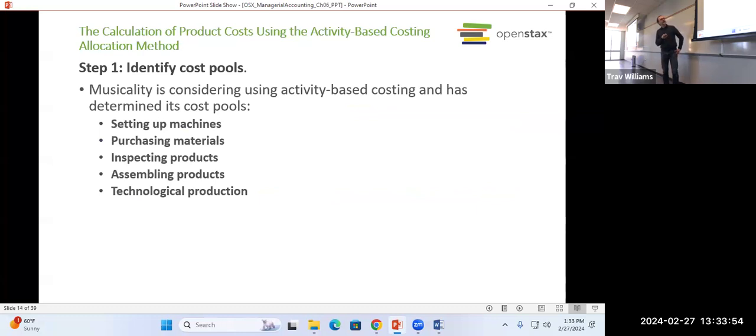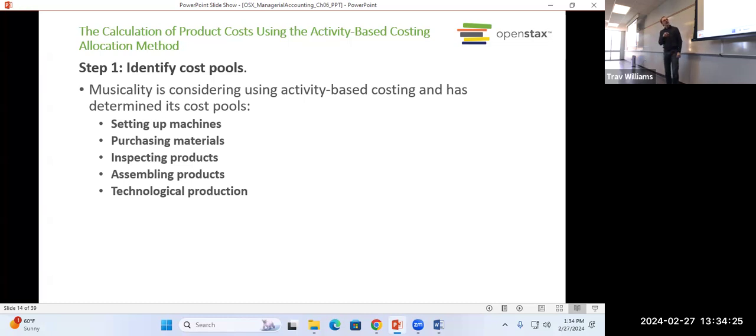Step one, identify your cost pools. Okay, that's a new term. Before we were estimating the total overhead cost, right, for the year. You know, manufacturing overhead is everything that's not direct labor and direct materials, right? So it's a lot of stuff that just went into that one big bucket of manufacturing overhead. But now we're breaking up that big bucket into different pools of costs.